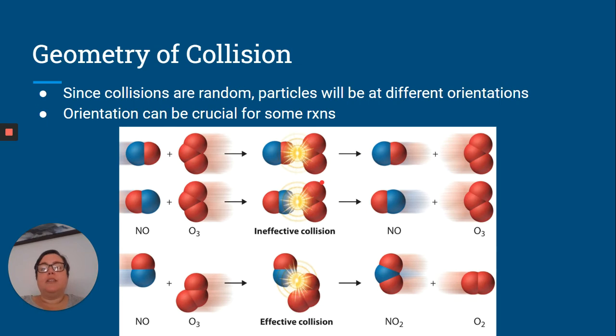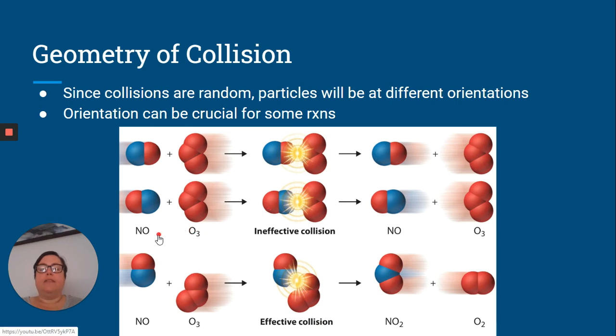All right, orientation. Since collisions are random, particles will be hitting each other in different orientations. And it can be crucial for some reactants, not all reactions, but some of them. How the reactants are hitting each other becomes important.